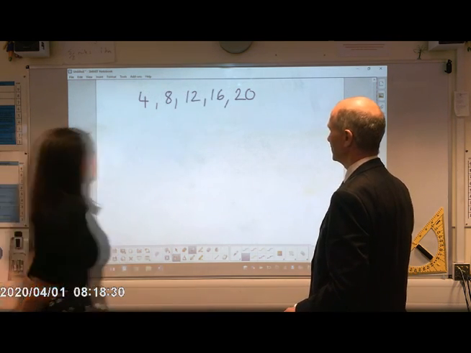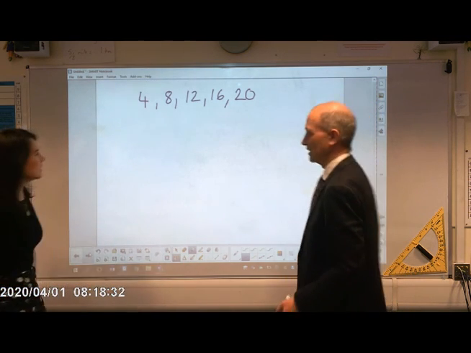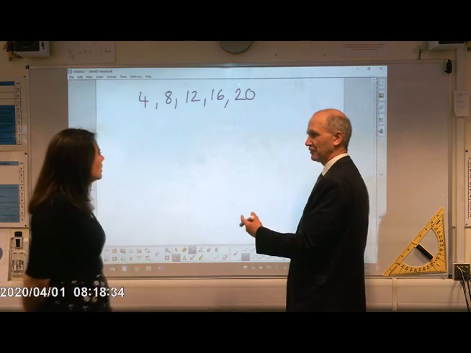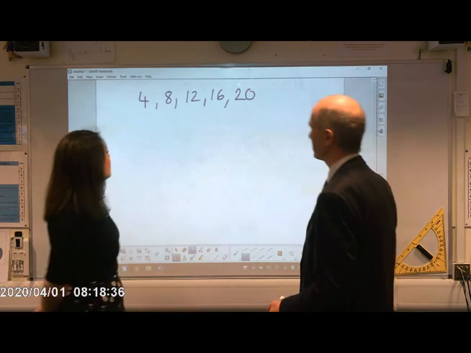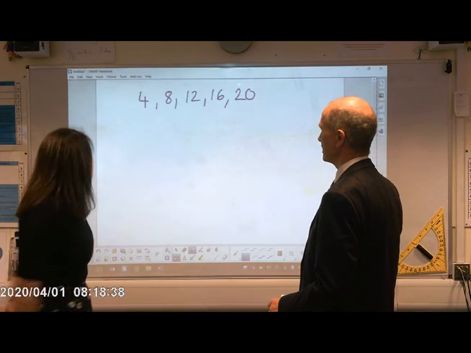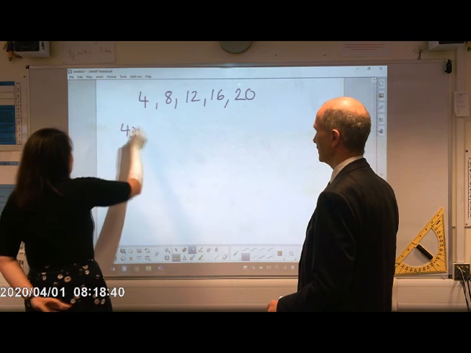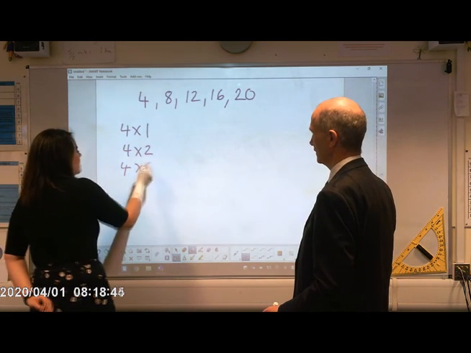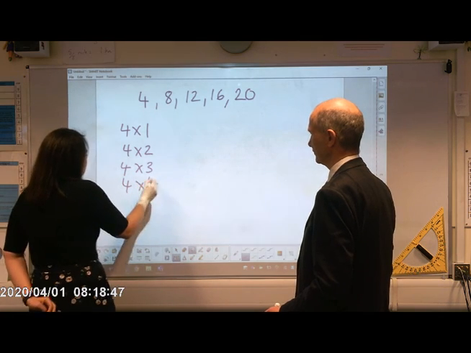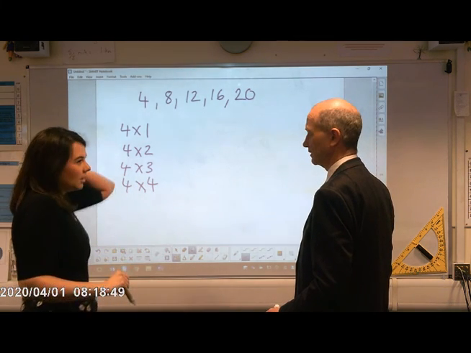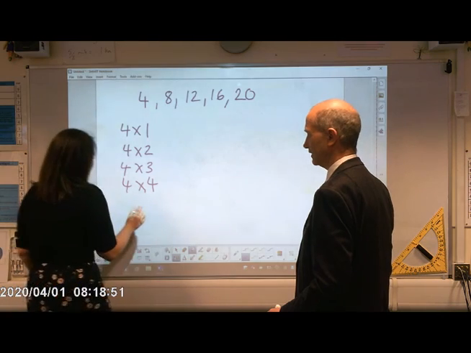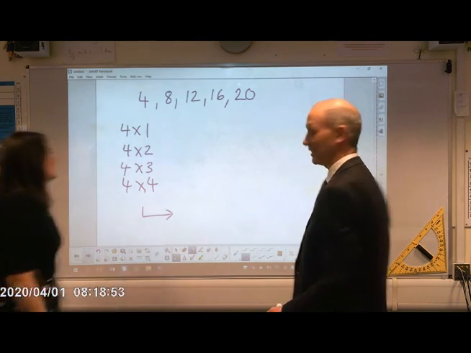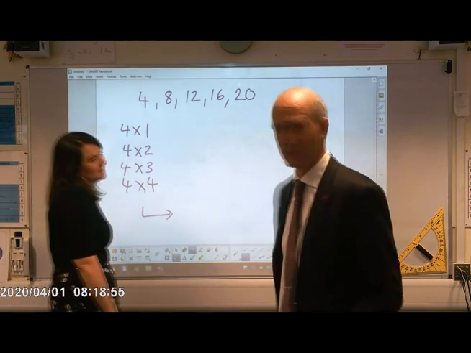So here's one. You will recognise this sequence: multiples of 4. You think 4 times table. You'd be thinking, well, 4 is 4 times 1, and 8 is 4 times 2, and 4 times 3, and so on and so on. Does this sequence ever end? No. Is that infinity again? It's 4 times infinity.